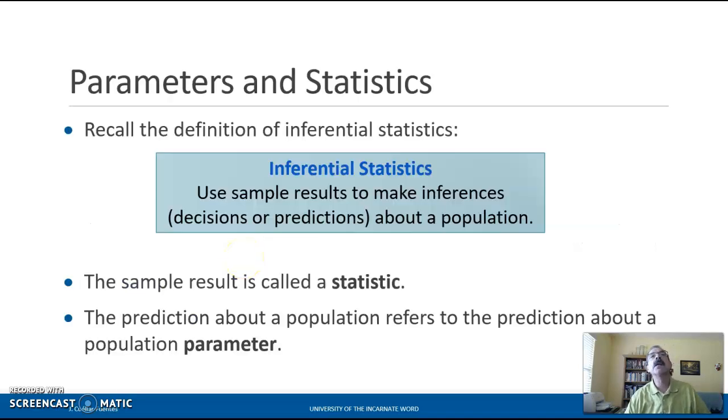All right, so I'd like to go back to Module 1 where we talked about inferential statistics. You may remember that inferential statistics is where we use a sample result to make inferences, that is, make decisions or predictions about a population. So in this definition, we're listing both the statistic and the parameter. The sample result is called a statistic. And when we say we're going to make inferences, that is a decision or prediction about a population, we are referring to making a prediction about the population parameter.